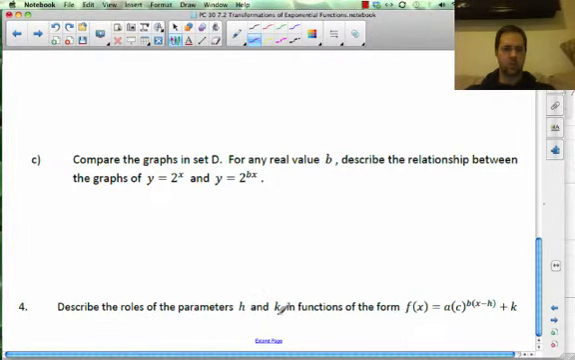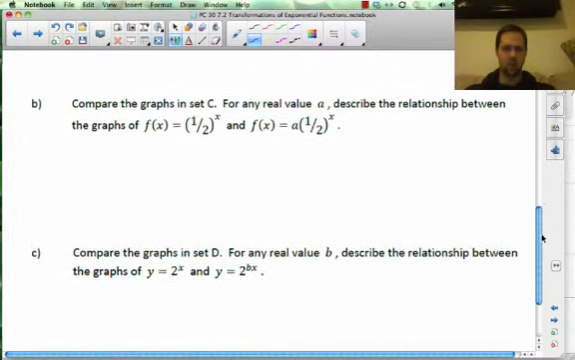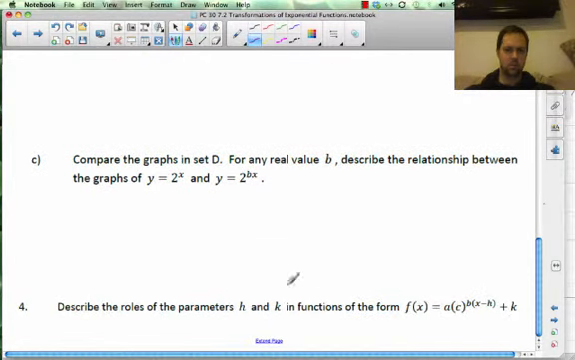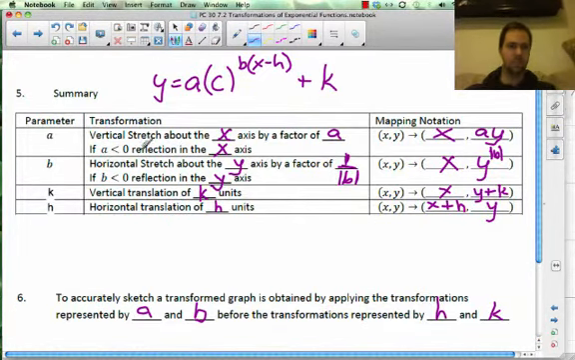And I don't know why it says H and K again. Maybe that was just a reminder. This should be A and B. Oops. Typical. Okay, so this is your summary. You can pause this and fill this in if I go a little too fast for you.